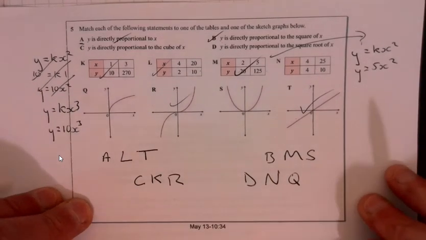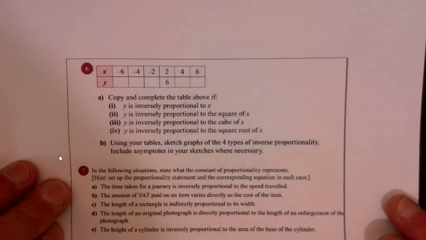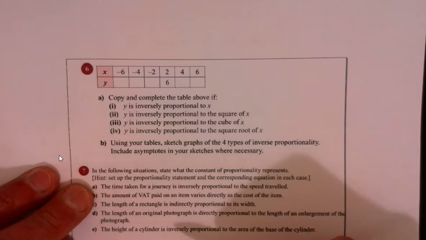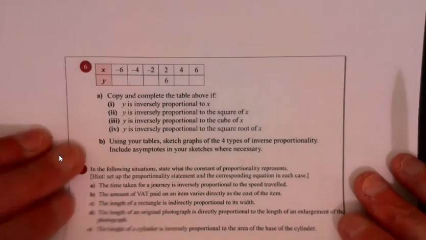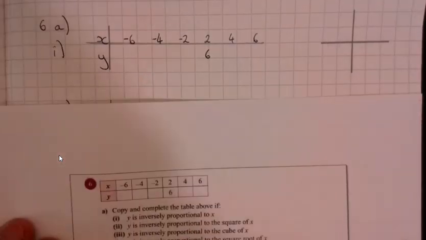There's number 5, the answers to that one there. Right, and number 6. Here we go. So we're going to have to draw a table for each of these things here. Fortunately, I've already got the tables drawn. There you go. Bit of planning.